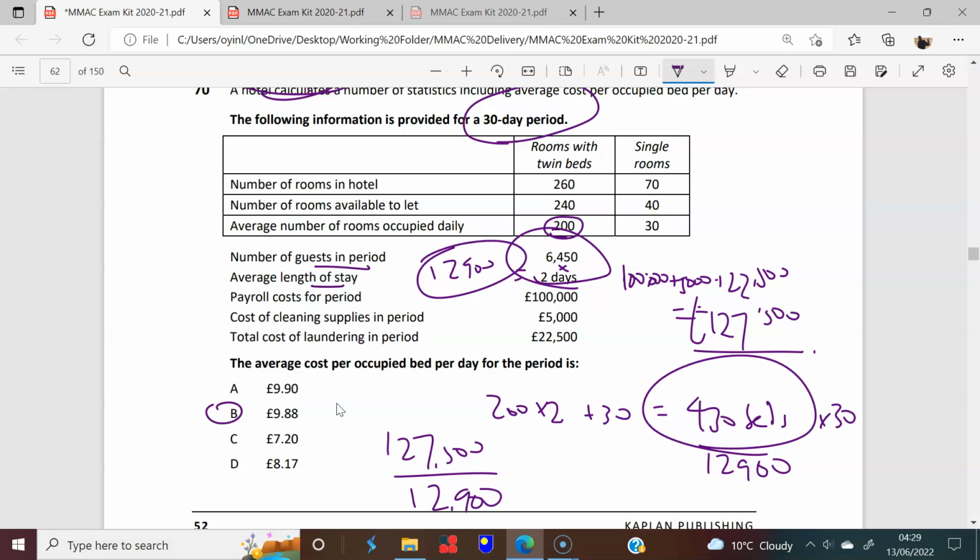Because their average length of stay is 2 days, the total time they spend with us is 12,900, which is another way of looking at it. I think it's a bit of a long-winded question, and a bit of an anomaly. But I wouldn't scratch my head too much about it. And that's question 70.